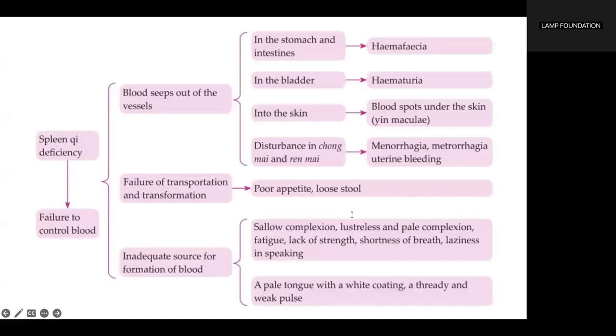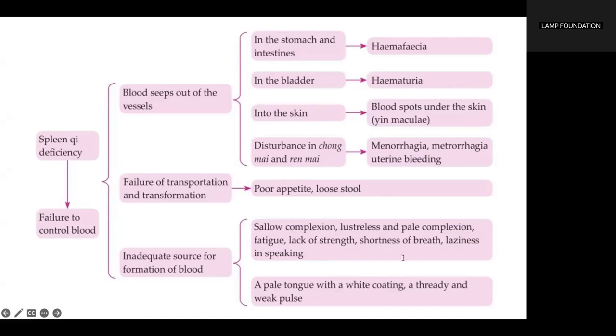Clinical manifestations: hematochezia or blood in the stools, hematuria, blood in the urine, gingival bleeding, epistaxis, nosebleeding, petechiae, hemorrhage into the skin, menorrhagia, excessive menstrual flow, metrorrhagia, bleeding from the uterus that is not associated with menstruation, uterine bleeding that is often accompanied by a pale complexion, lusterless skin, a poor appetite, loose stool, fatigue, lack of strength, shortness of breath, laziness in speaking, a pale tongue, a white tongue coating, and a thready and weak pulse.